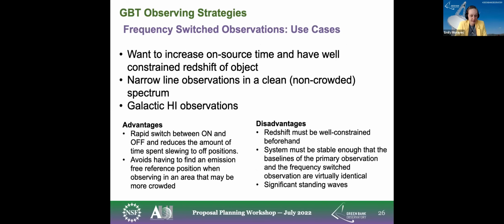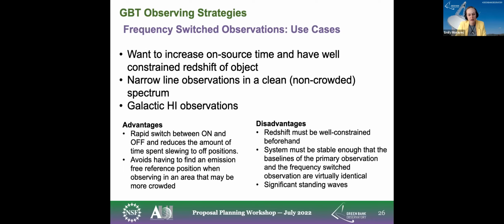So when should you use this? The two main uses are to increase the on-source integration time by performing in-band switching. This reduces the amount of time spent slewing to an off point, so to a different point in the sky. You could just switch in band. And it also allows the observer to avoid having to find an emission-free reference position when observing in an area that could be riddled with it.